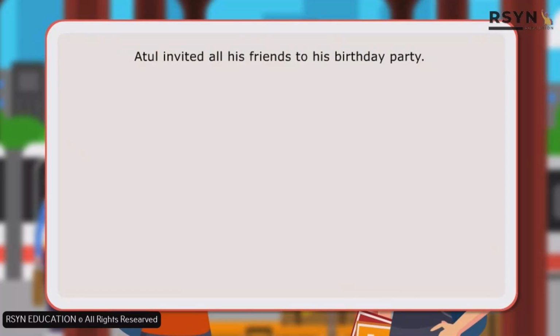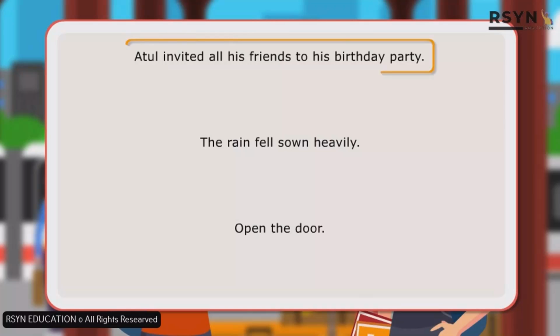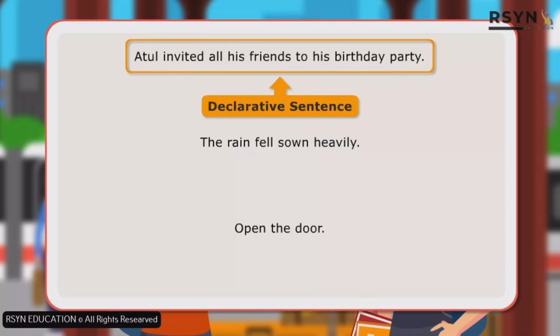Atul invited all his friends to his birthday party. The rain fell heavily. Open the door.